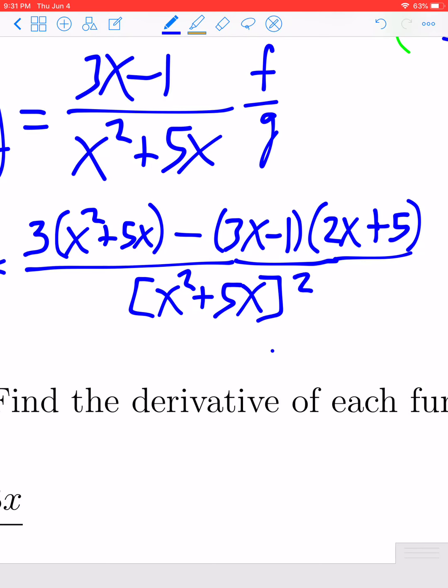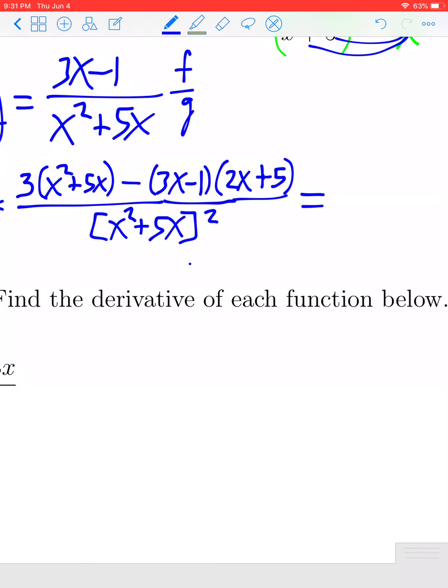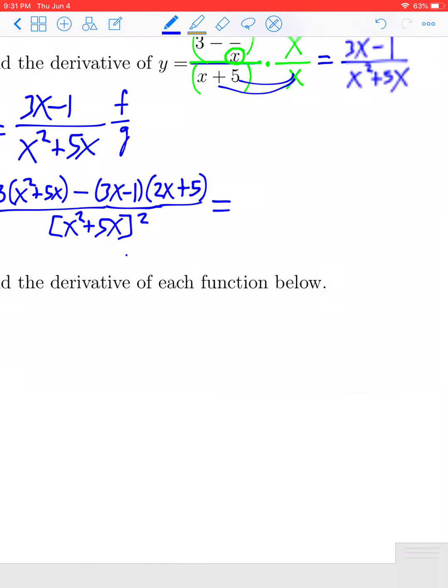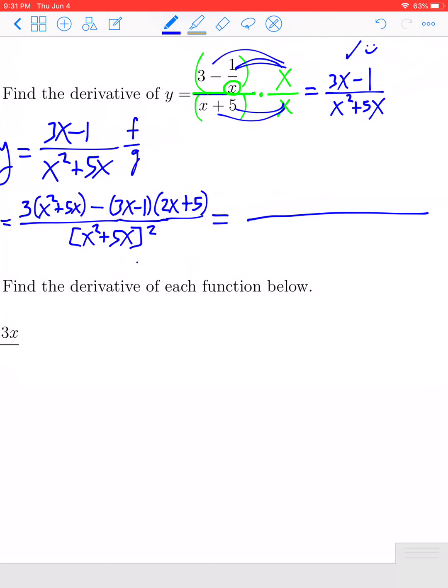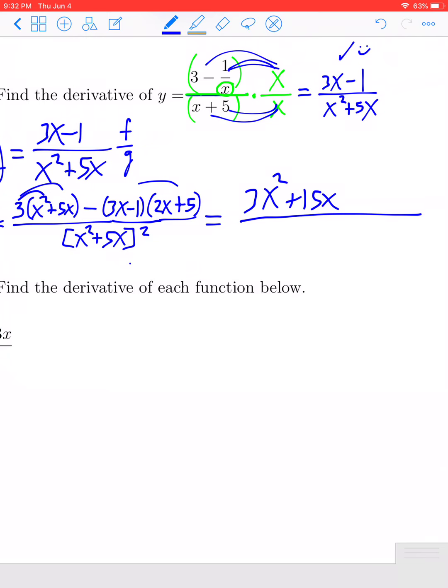So this is the application of our quotient rule. It's up to us now to see if we can simplify this as much as we can. We have some distribution we can do in the numerator. If I distribute the 3 in, we're going to get 3x squared plus 15x. Let's expand this part out first. I'm going to keep the negative sign there for the moment.